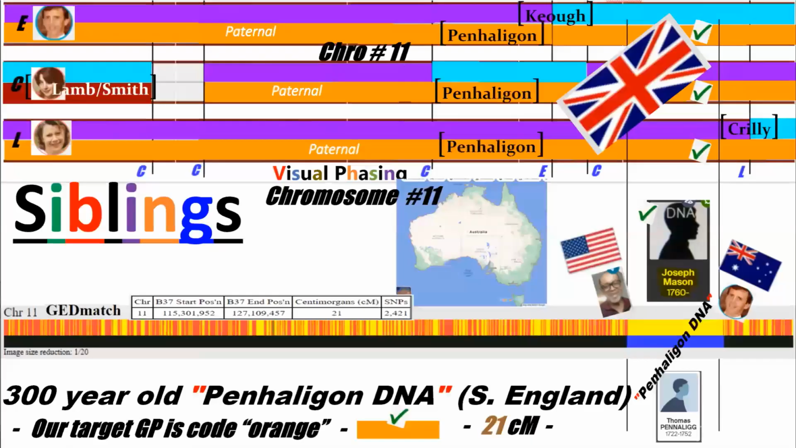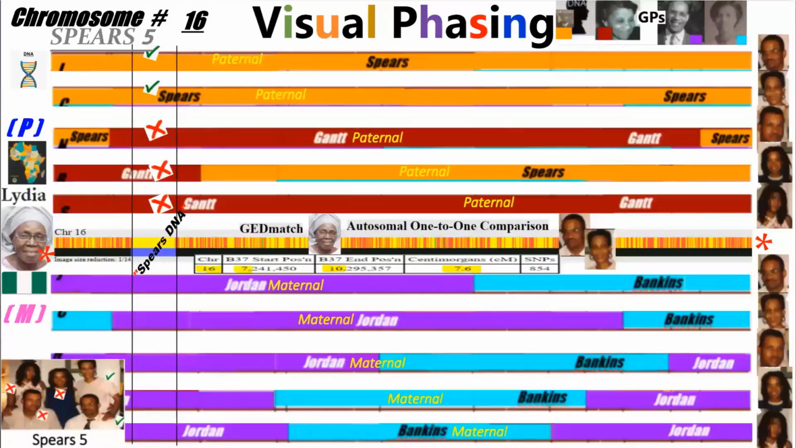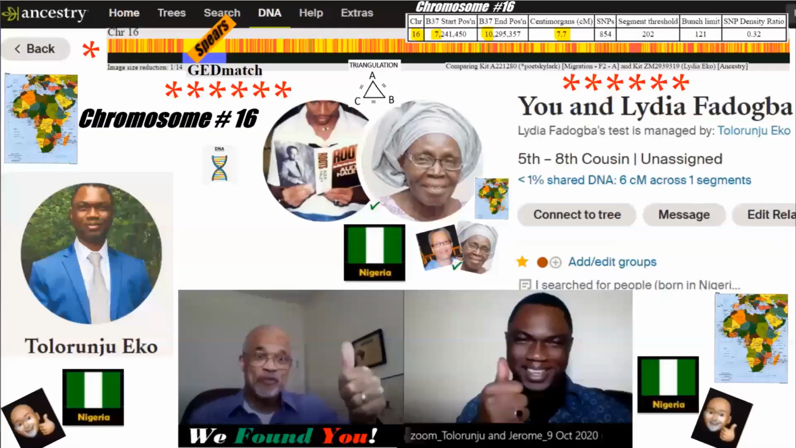Parts of the world like Queensland and Australia, where we've got a 300-year-old Penhaligon segment of DNA on chromosome 11 that we visually phased and verified against many of my Jordan and Mason folks. This is a balanced DNA segment. Here's a 7 centimorgan segment on chromosome 16 with a Nigerian woman and her son that my sister Carlin and I matched. This is a valid DNA segment. On Ancestry, they called it a 6 centimorgan segment, which I had to scurry to keep from going away when they pulled the plug on these small segments.